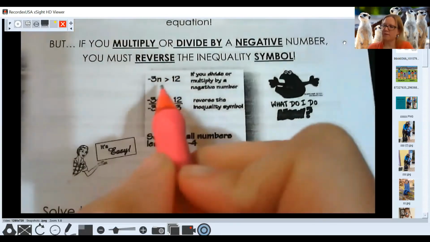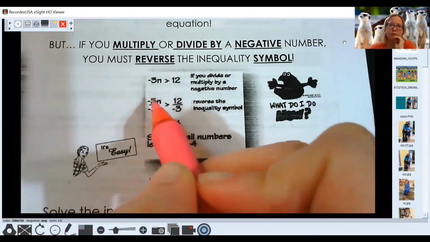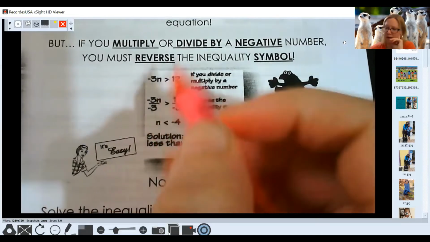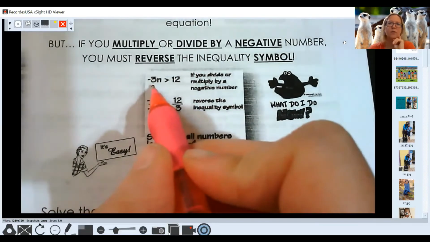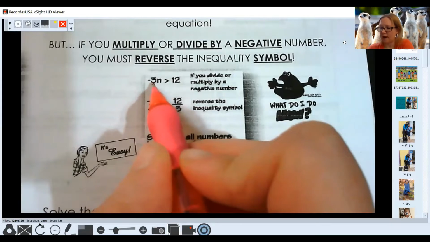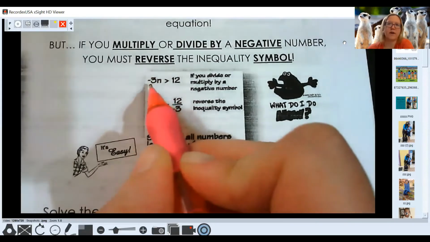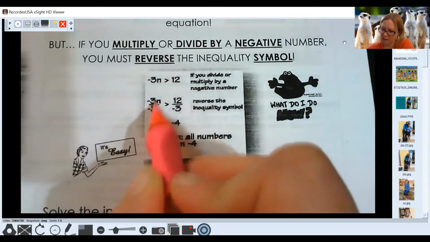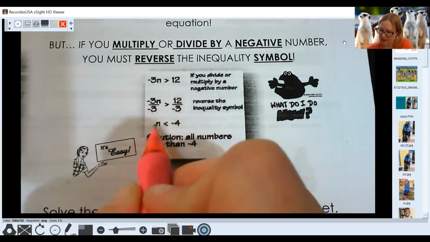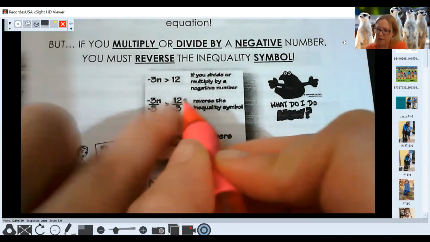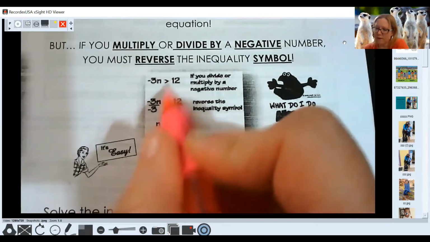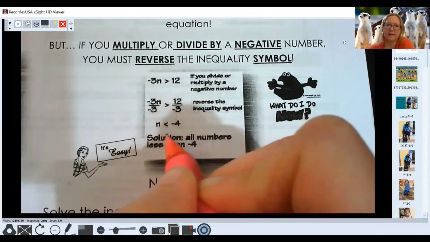So we have negative 3n is greater than 12. Okay, so to solve for n, we would need to divide both sides. Since this is multiplication, we would need to divide both sides by negative 3. So divide by negative 3, and our solution is going to be n, and 12 divided by negative 3 is negative 4. We flip that symbol, so our solution is n is less than negative 4.